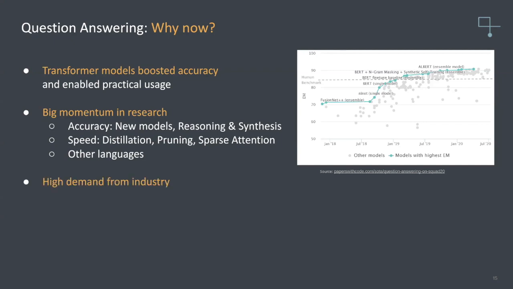There's not only a big momentum in research, but also a high demand from industry. And I think there's some dependency, right? If there's something interesting happening in research, people in industry want it. If there's a big demand in industry, research starts looking more into that. And that's really what we observe currently in this area of question answering.